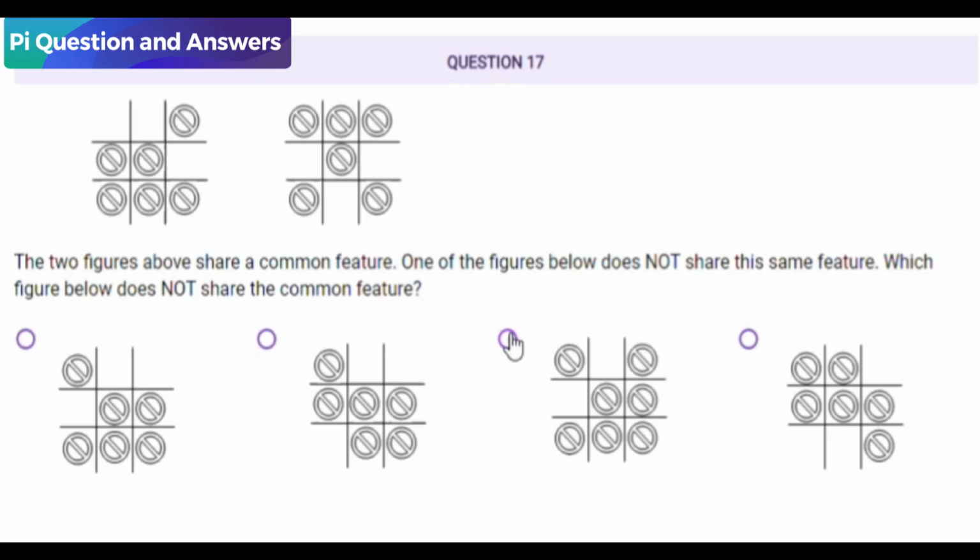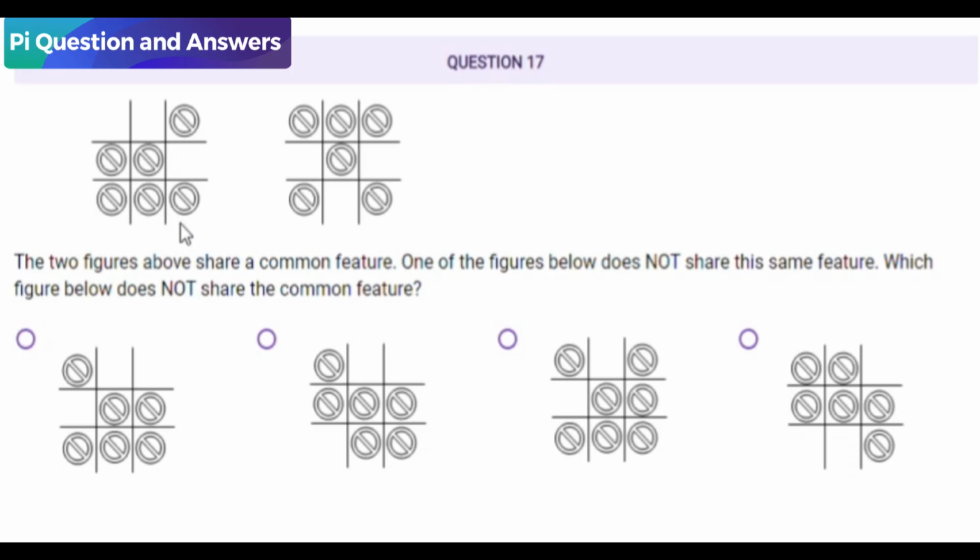Now, let's analyze the four figures below to see which one does not have this feature. Bottom left figure. This figure has crossed circles in the bottom two rows, and in those rows, the crossed circles are in the left and middle columns. This figure shares the common feature. Bottom middle left figure. This figure has crossed circles in the top two rows, and in those rows, the crossed circles are in the left and middle columns. This figure shares the common feature.